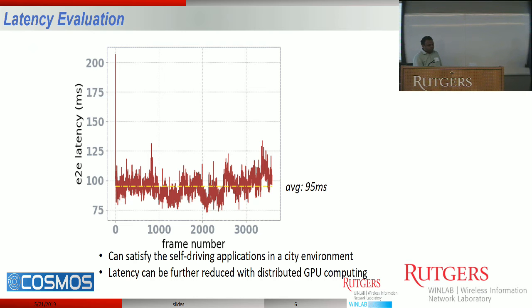So we believe this latency can basically satisfy self-driving applications in a city environment where the car moves at a slow speed, like within 30 miles per hour. But if we consider the case when the car drives on the highway at a higher speed, say 60 miles per hour, we can further optimize this computation with distributed GPU computing. That is a part of the work we are working on right now. Yep, so that's it.